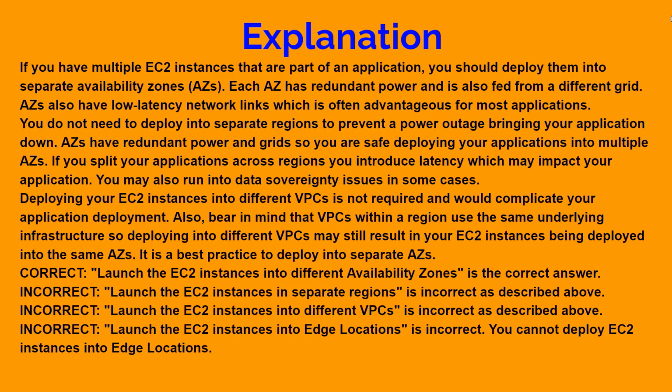If you split your applications across regions, you introduce latency, which may impact your application. You may also run into data sovereignty issues in some cases. Deploying your EC2 instances into different VPCs is not required and would complicate your application deployment. Also, bear in mind that VPCs within a region use the same underlying infrastructure, so deploying into different VPCs may still result in your EC2 instances being deployed into the same AZs. It is a best practice to deploy into separate AZs.